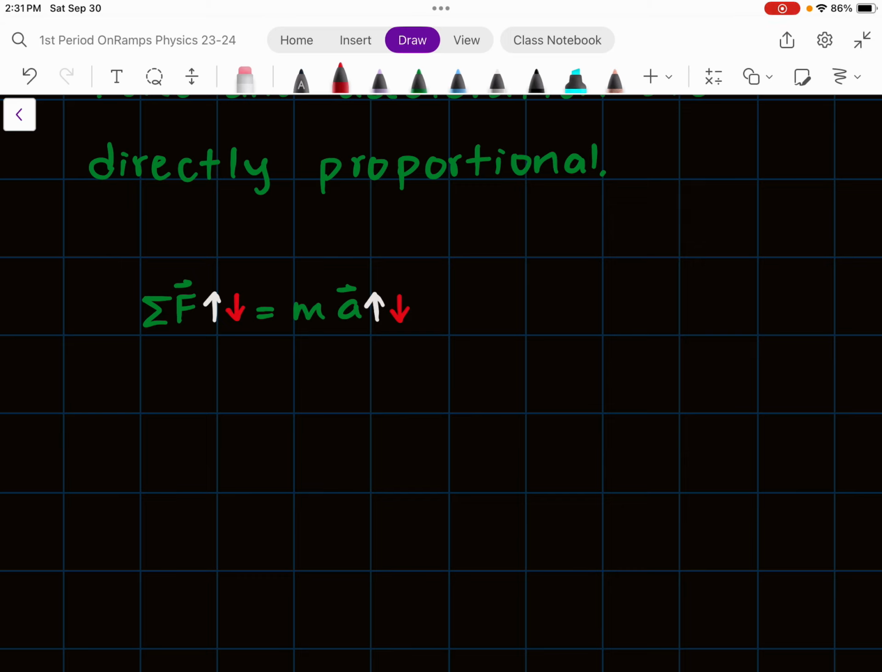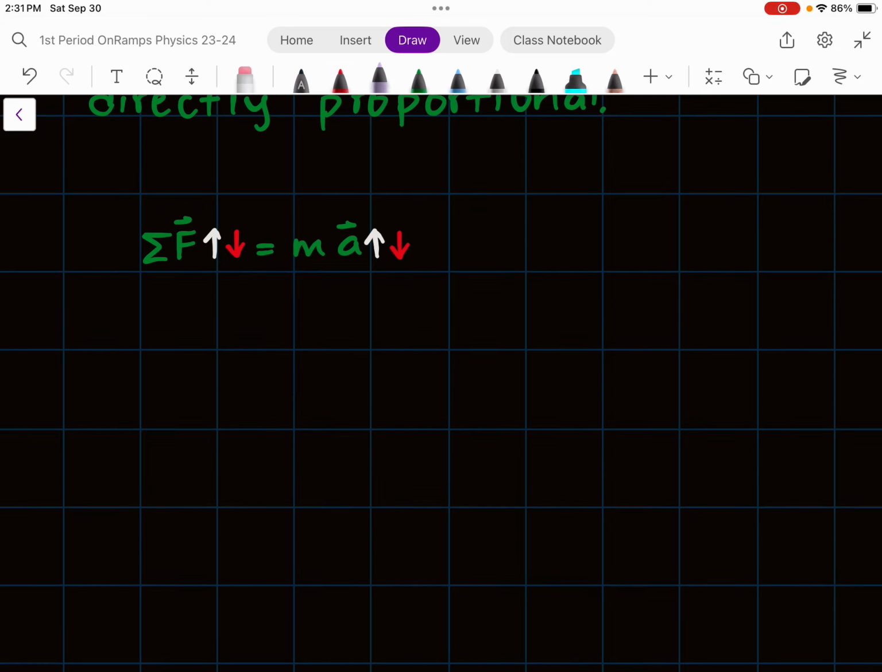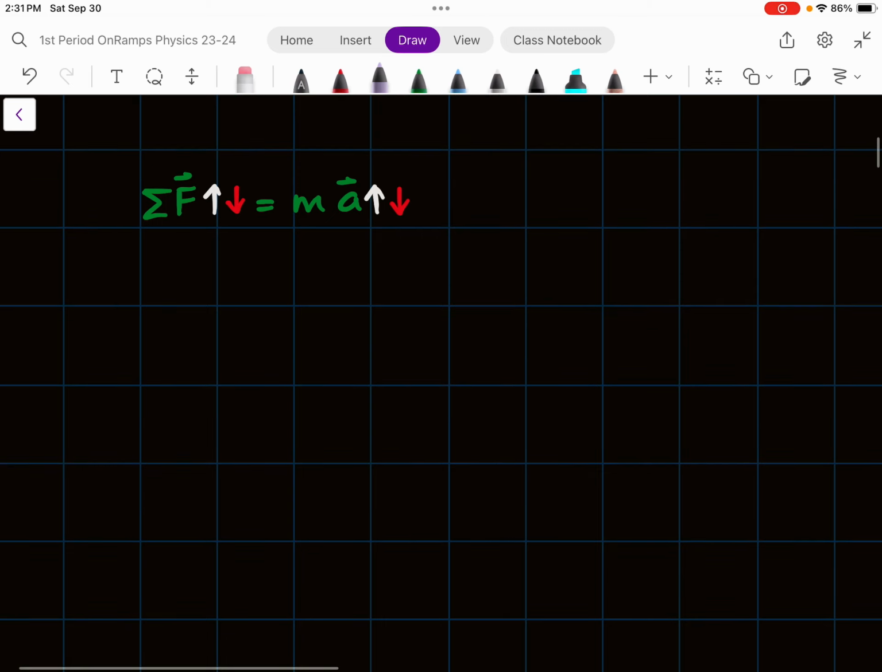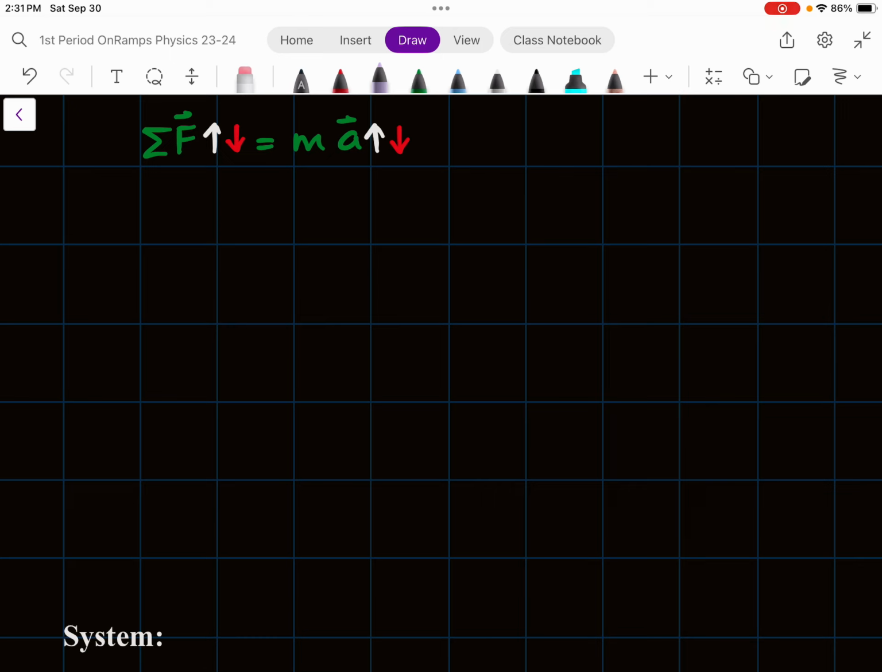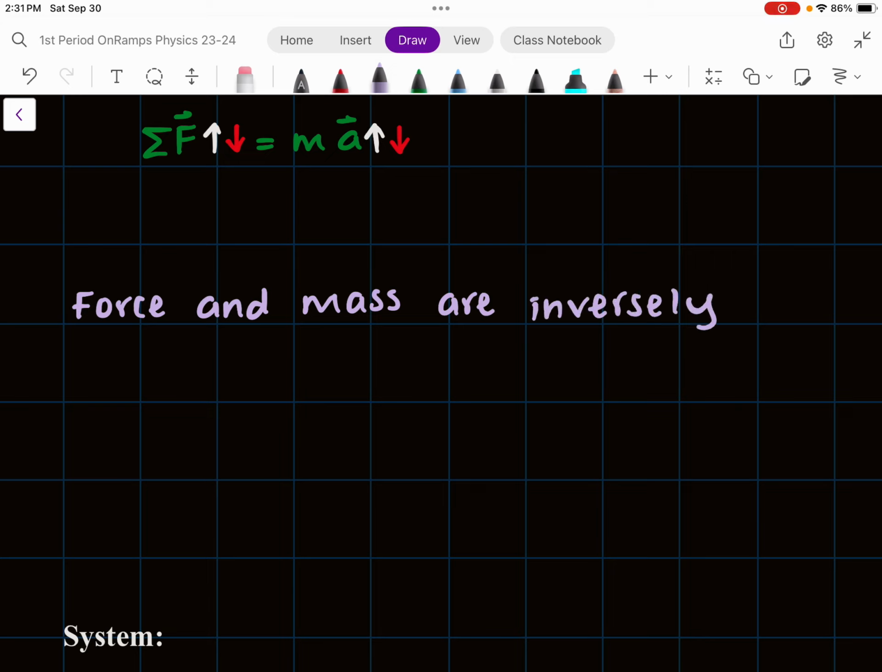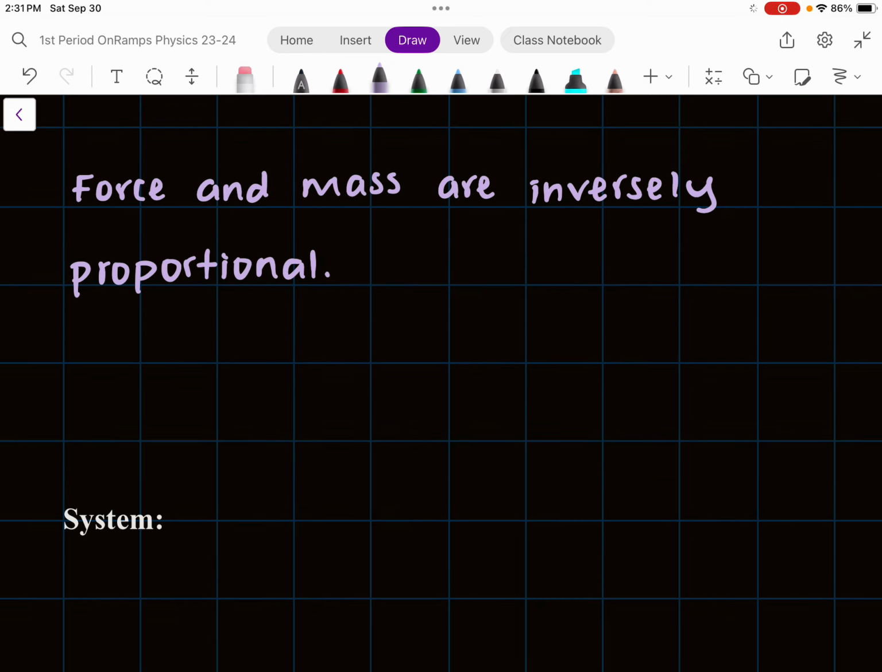Next, we'll have the second consequence of Newton's second law of motion mathematically, and that is force and mass are inversely proportional. Let's see what that means.